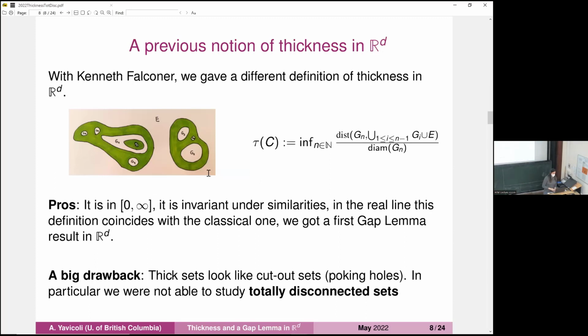And well, with Kenneth Falconer, a year ago, we gave a different notion of thickness in R^D, that is this definition here, in which we consider a compact set in R^D, and we define E, the external component. And after that, well, we have these two green potatoes in this case, and we start erasing holes inside. We can erase the holes in order of decreasing diameter too.